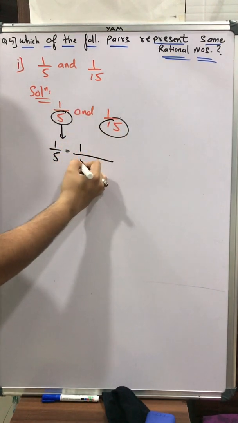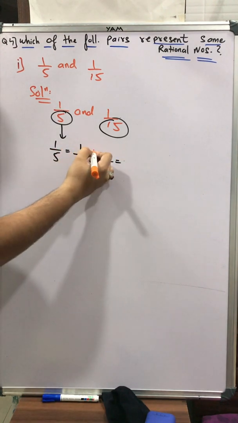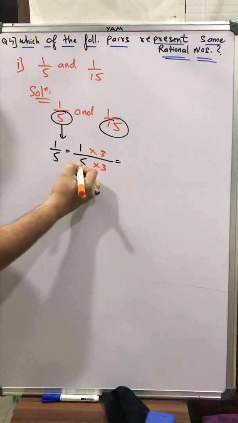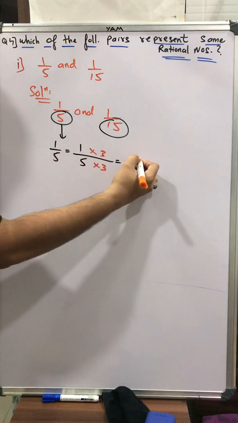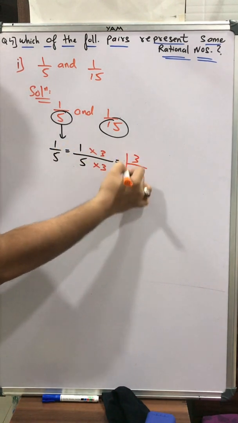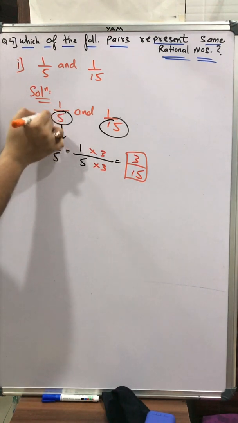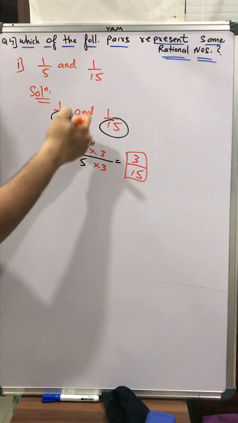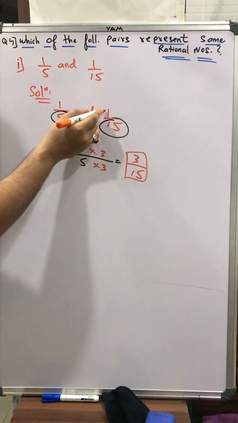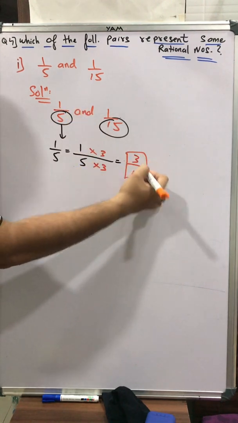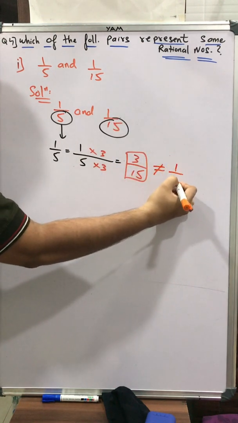So 1 upon 5, I'll write as it is. Now multiply by 3, multiply by 3, just because 5 3s is 15. My first aim is to make the denominators equal. It comes to 3 1s are 3 and 5 3s are 15. So students, although I converted my first fraction's denominator, which was 5, equal to the second fraction's denominator 15, I can see here it is 1 and here it is 3. So that means this 3 upon 15 is not equal to my second rational number, second fraction 1 upon 15.